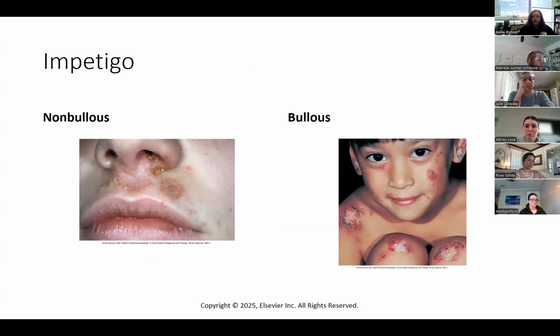So non-bullous is on the left and bullous is on the right. This picture doesn't really have the blisters and bullae themselves, but you can see where they were and that they ruptured and now they're crusted over. Whereas with non-bullous, they're much smaller areas and they have that honey colored crusting.